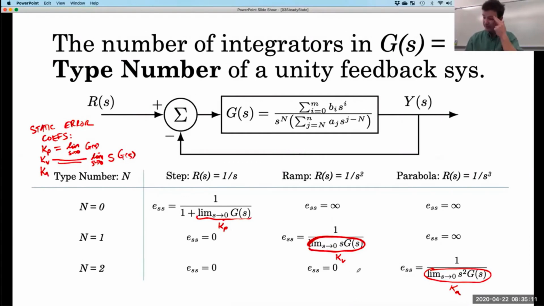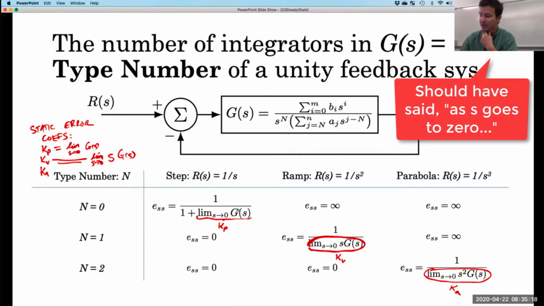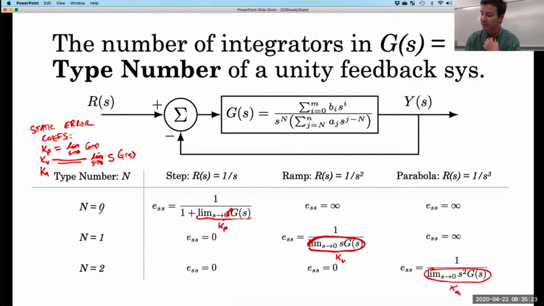I prefer to think of this as, if I have a type 0 system, then I want to take the limit as s goes to 0, and I want to multiply G by s to the 0. So this is how I think of it. A type 0 system means multiply G by s to the 0. A type 1 system means multiply G by s to the 1. A type 2 system means multiply G by s to the 2, and then take the limit as s goes to 0.